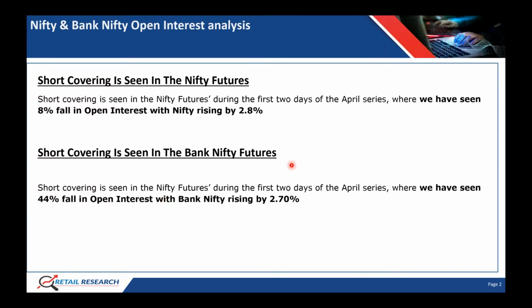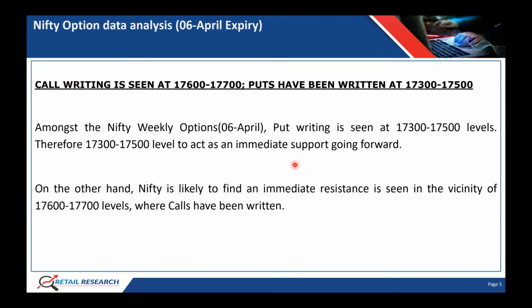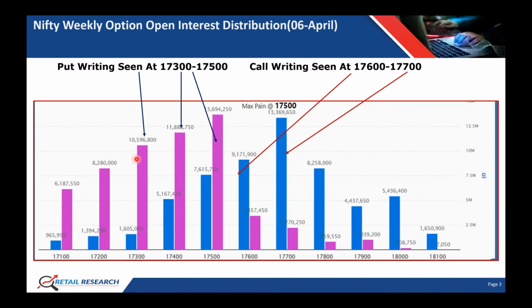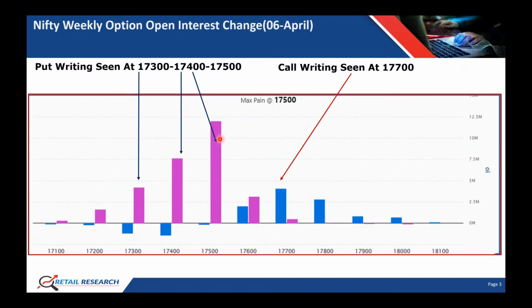There was an unusual build-up of open interest at the end of the March expiry for Bank Nifty. Now that open interest is out of the system. Over the series, at 17,300, 400, 500, we are seeing a lot of put writing, while 17,700 has seen call writing. So traders think that markets are unlikely to go beyond 17,700 for the 6th April expiry, while 17,500 continues to be a good support area, and traders are actually quite aggressive in writing puts.